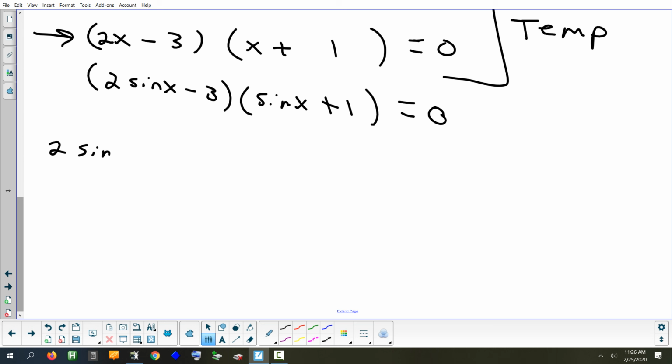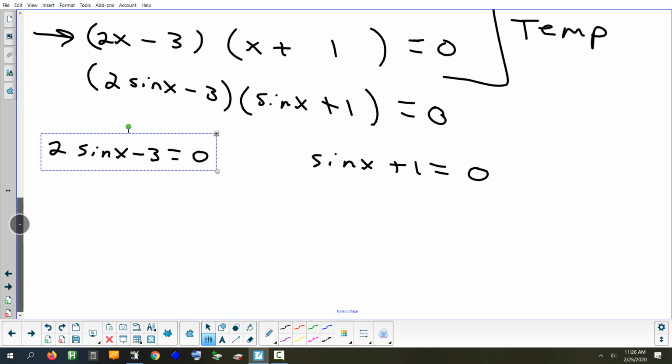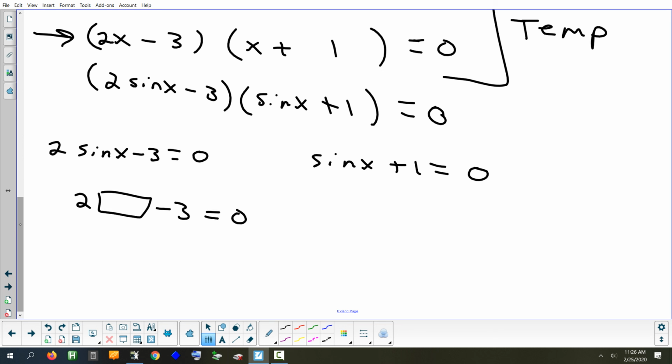Either this one equals 0, or this one equals 0. So to get x by itself here, you start furthest, pretend like it's basically this. Pretend that that sine x is a block. You want to get what's in the block by itself. So you deal with everything outside the block first, and then we'll deal with what's inside the block last.